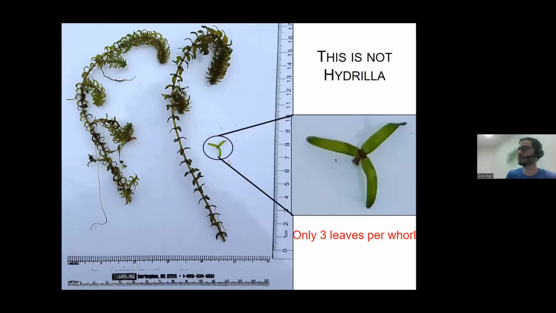So this is not Hydrilla. It has those leaves coming along the whorl, but when you count the numbers, 1, 2, 3, and you look at a zoomed-in view here, there are no obvious teeth. And so that is Elodea, our native lookalike.